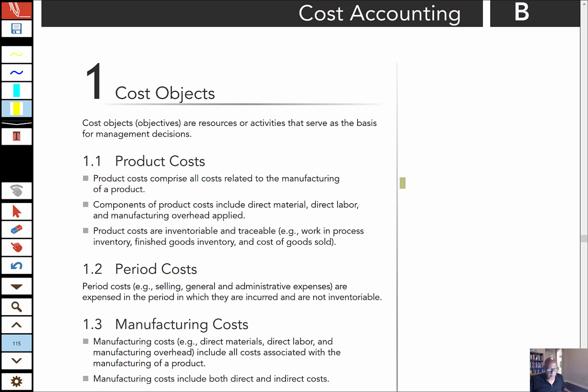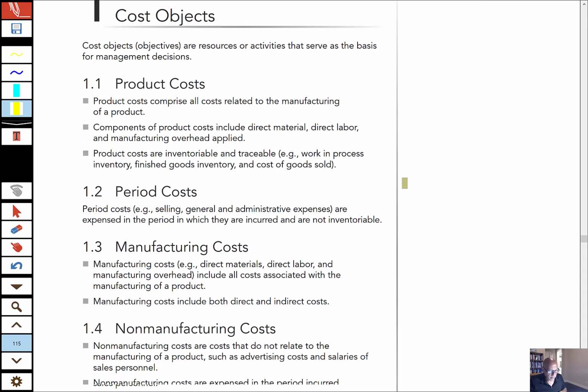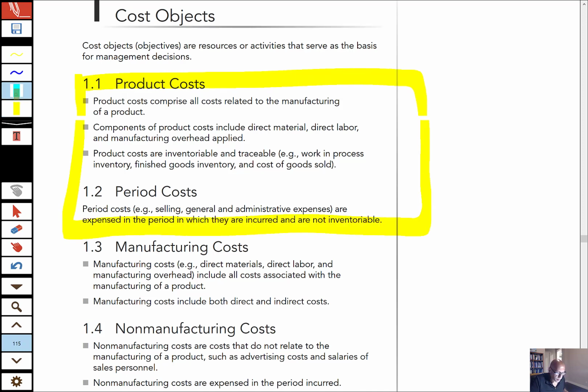So let's just go ahead then and start to take a look at topic B, cost accounting. Let's review what we talked about during class, the notion of product cost versus period cost. Let's just look at these, product cost versus period cost. And remember, we said that product costs are composed of direct materials, direct labor, and manufacturing overhead.